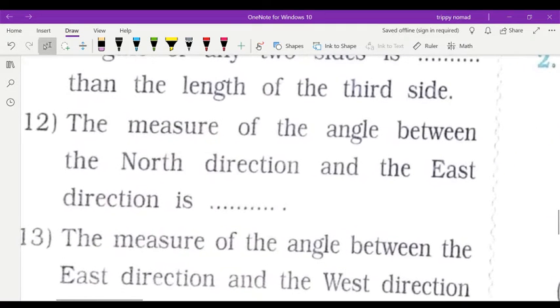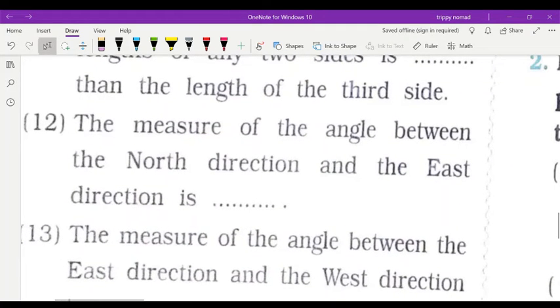Very simple question. Question number 12: the measure of the angle between the north direction and east direction is dash. Children, when we depict directions, we write north just above, on one line, and south downward, and east and west on the perpendicular line, and these two lines intersect at 90 degrees.